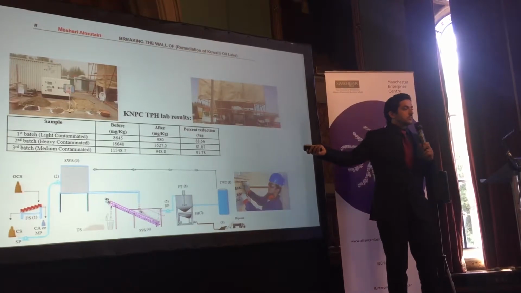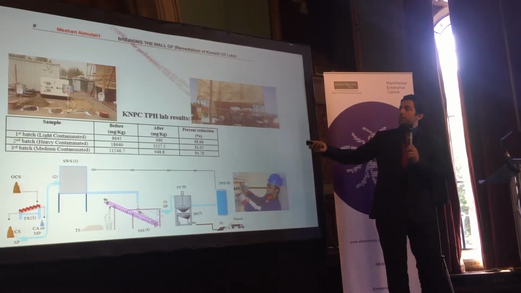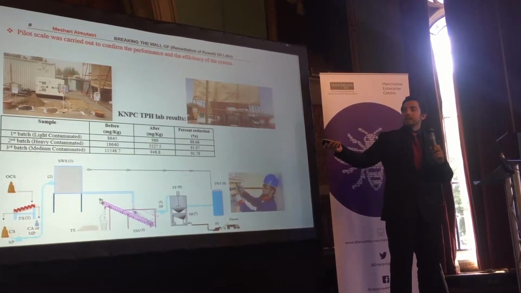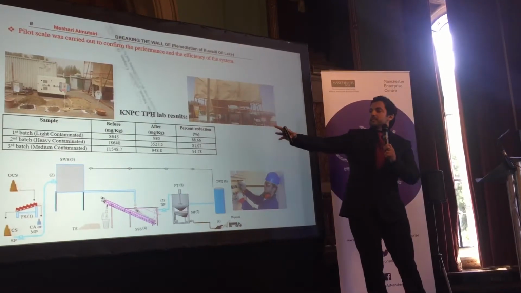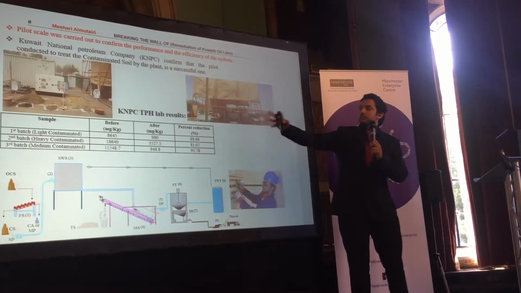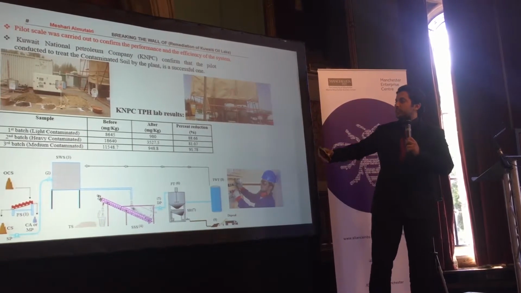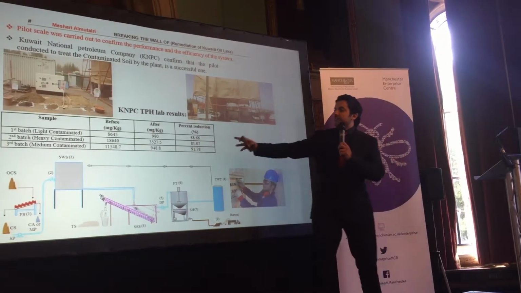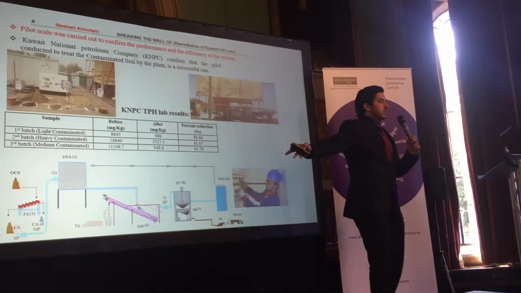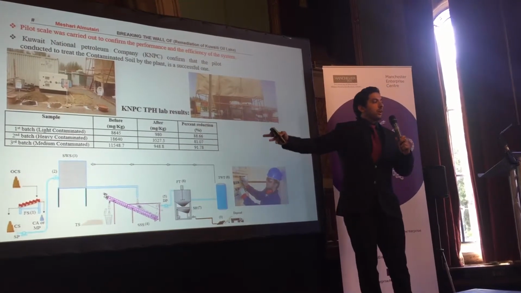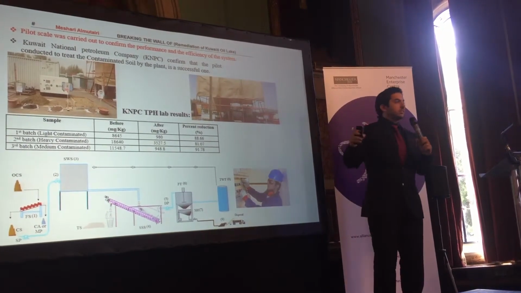The efficiency of this method has been tested by Kuwait National Petroleum Company, KNPC, and that's the sample before and after. They brought me 3 different samples: light, medium and high contamination. All the results after were below 1%, which is below even 1.1%. I'm using environmentally friendly methods.